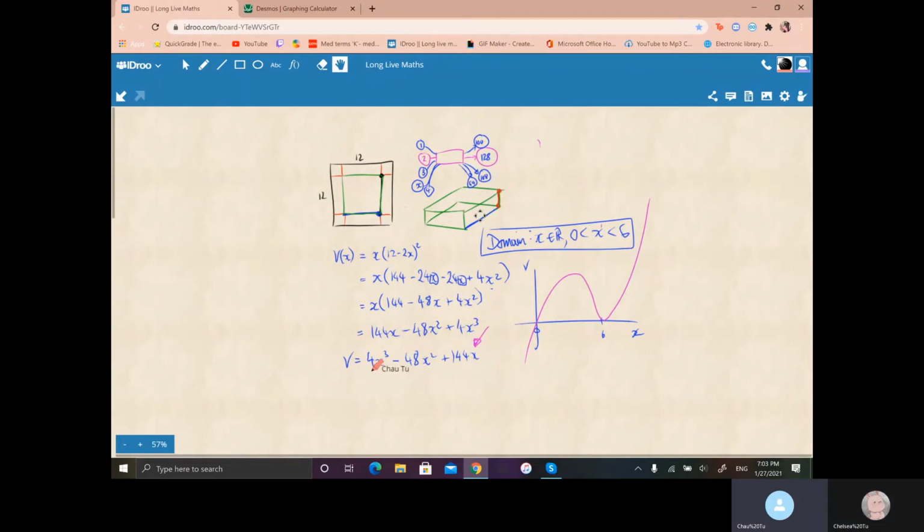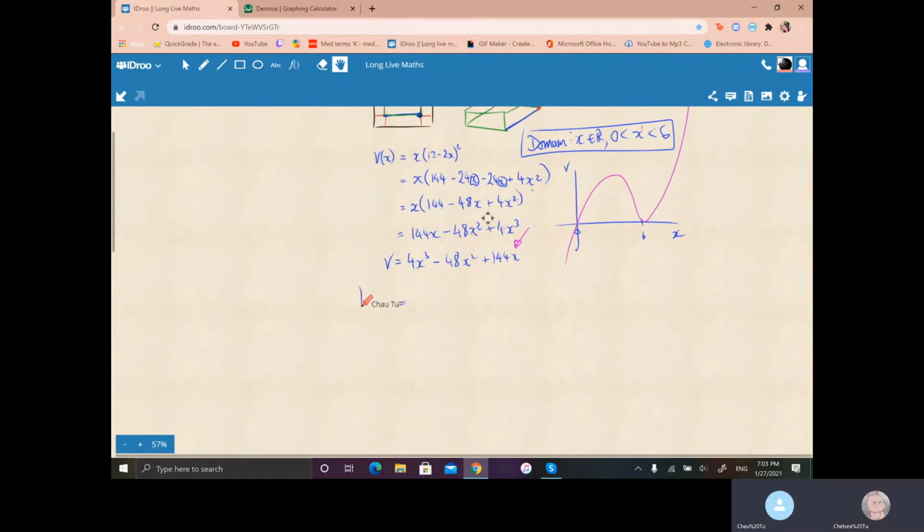Yeah. So we're going to differentiate it. When you differentiate this, what do I write here, by the way, Chelsea? If I were to differentiate it, dv by dx, or I can write v prime x if I want to. dv by dx. So that represents a gradient. So that would be what? 12x squared minus 96x, because the power gets minus by 1. Plus 144. Yeah, 144. Now what?